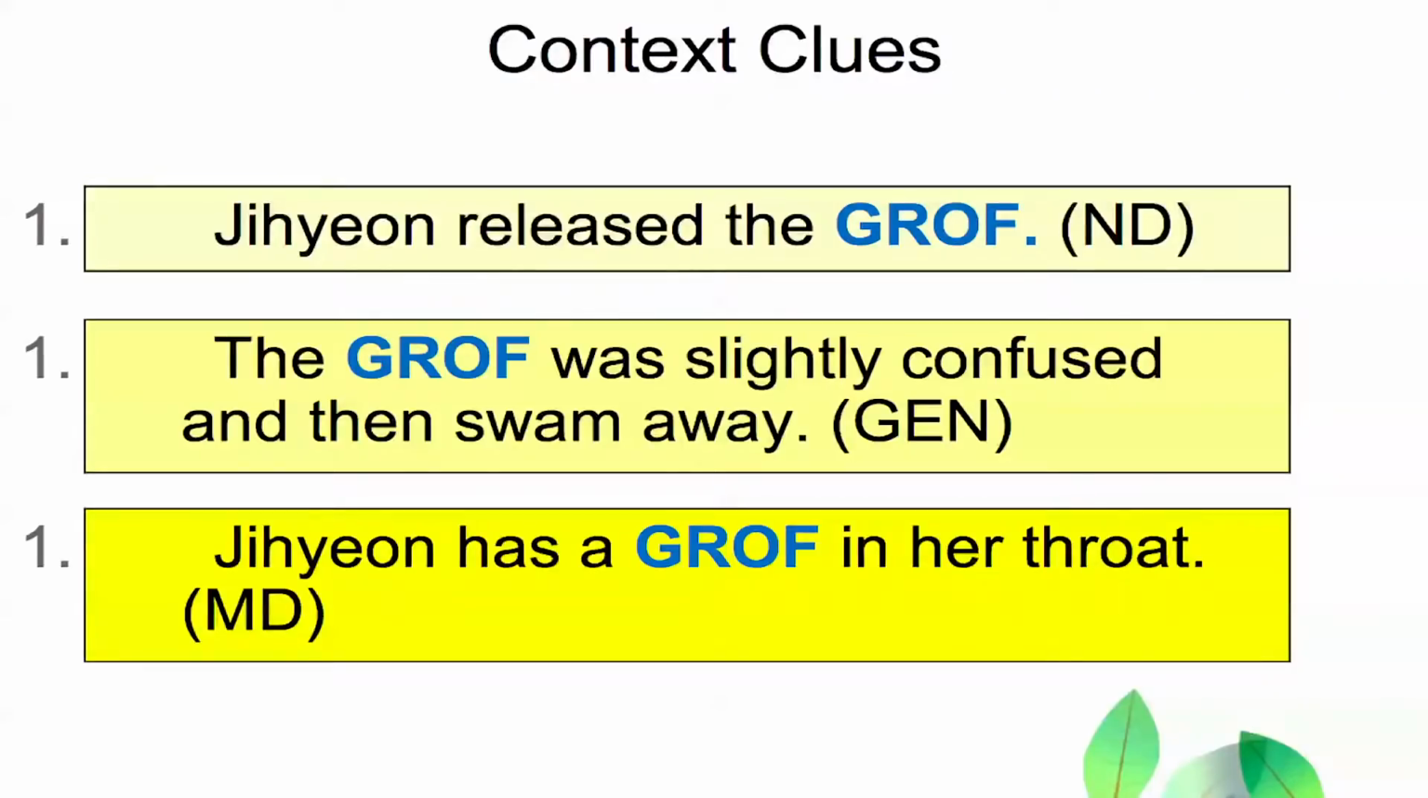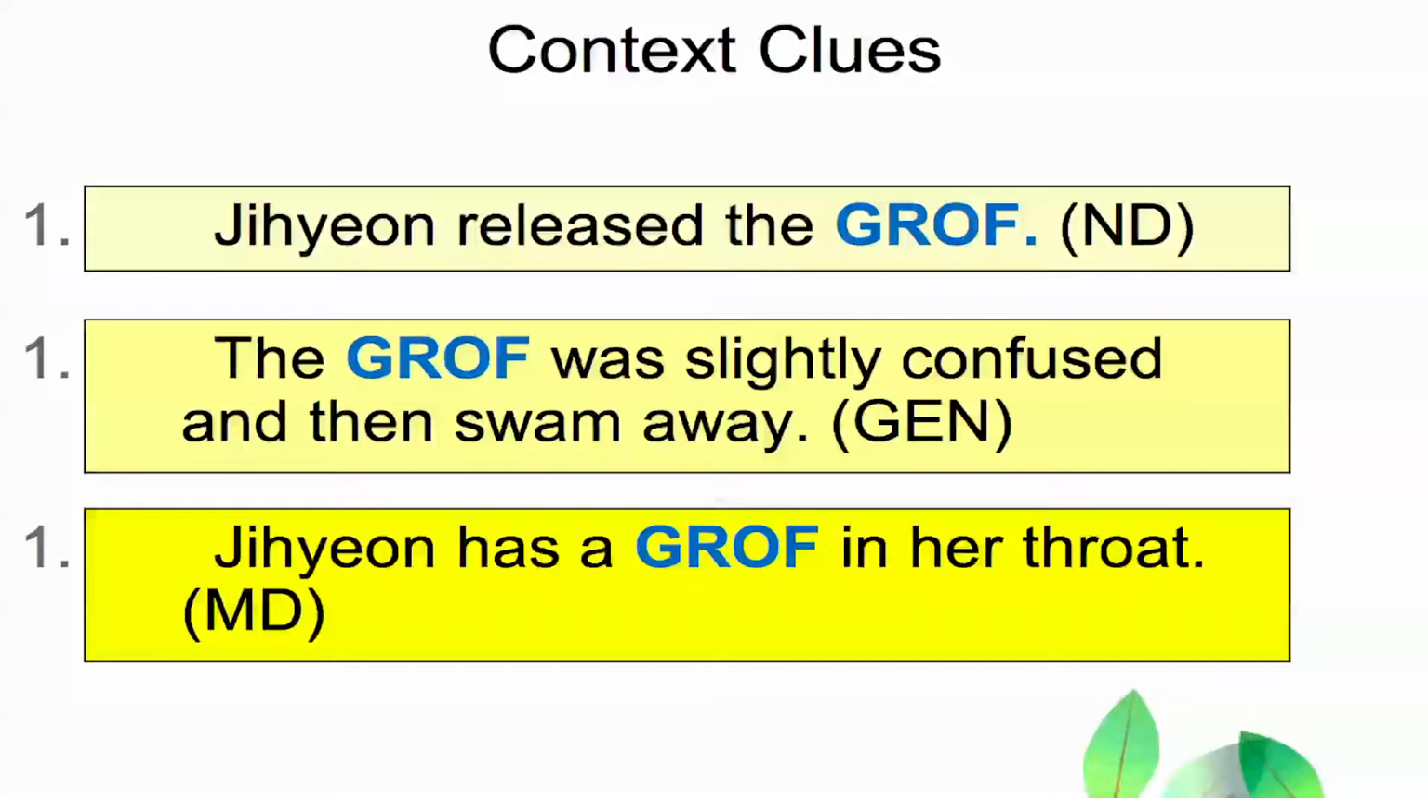Number two, the graph was slightly confused and then swam away. This is known as general context. The context is general enough for you to be able to say that, well, it has to do with an aquatic animal, maybe fish, maybe a crocodile, maybe a shark, maybe anything.